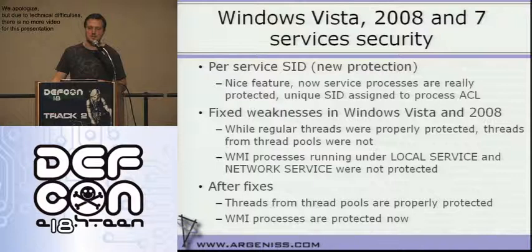Another issue was, I think I already said that, Windows Management Instrumentation processes that run on the network service, local service, and system account were not protected by a proper ACL. And these processes impersonate the system account. So any other process running under the same account can access these processes, steal the token, and elevate privileges. The fix that Microsoft did was to properly protect the threads from the thread pools with a proper ACL, and also the same for the Windows Management Instrumentation processes.